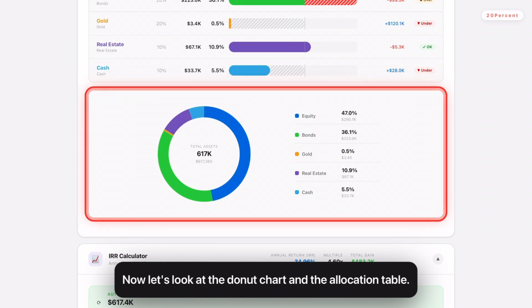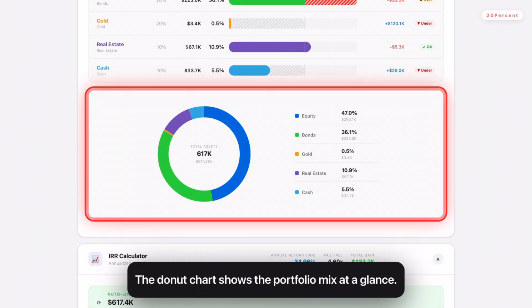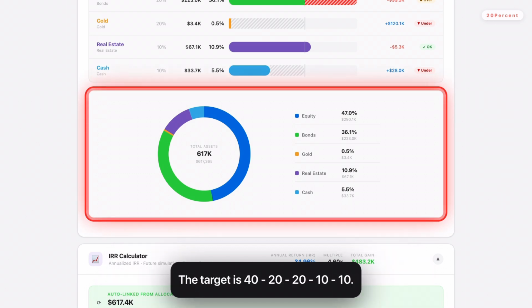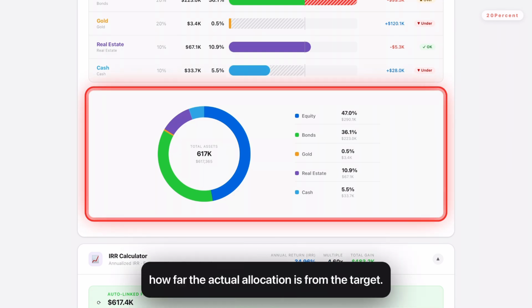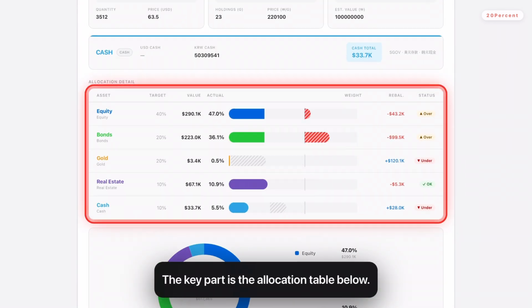Now let's look at the donut chart and the allocation table. The donut chart shows the portfolio mix at a glance. The target is 40, 20, 20, 10, 10. Then I can see how far the actual allocation is from the target. The key part is the allocation table below.